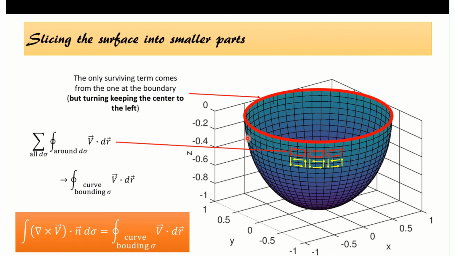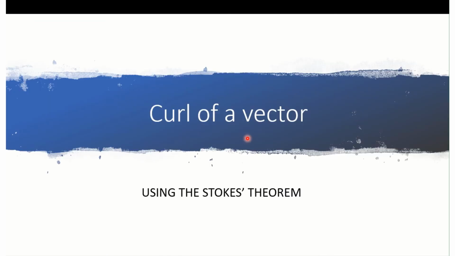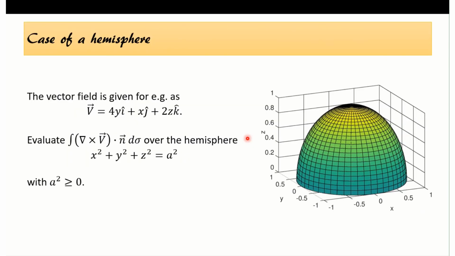Okay, so now let's look at the application of this Stokes theorem. So the first example that we will discuss here is the case of a hemisphere. So this is the opposite of just now. This is in the positive z direction. So now let's take a vector field that is given, for example, by this equation over here, and you want to evaluate the curl of the vector over this hemisphere, with z larger than 0.